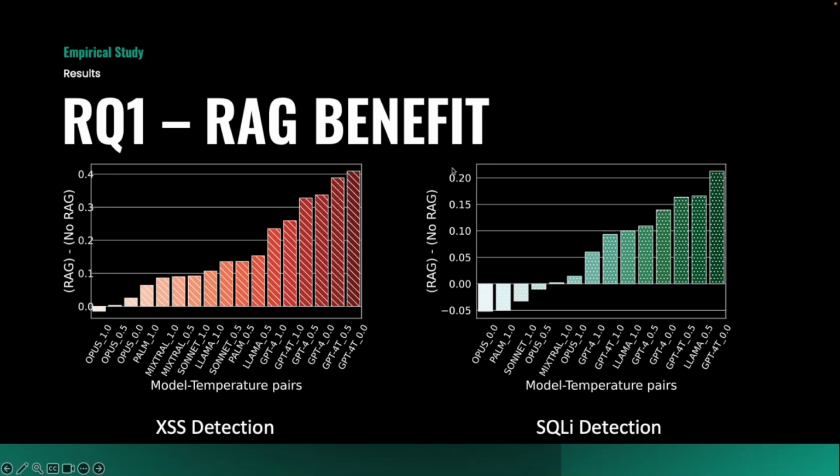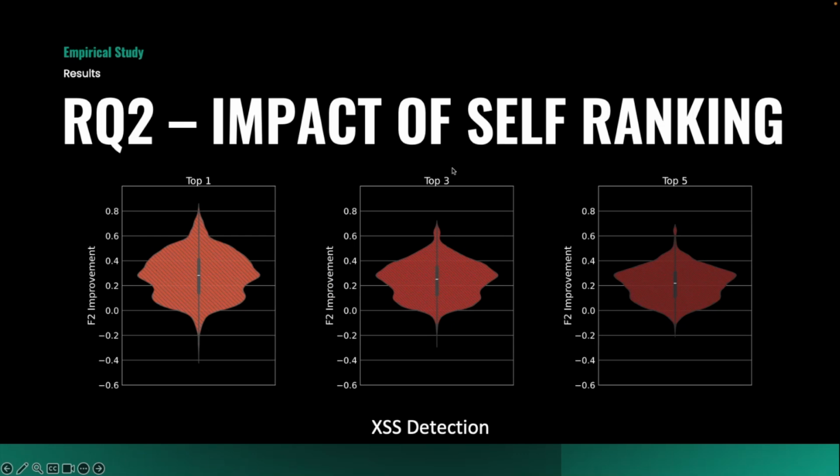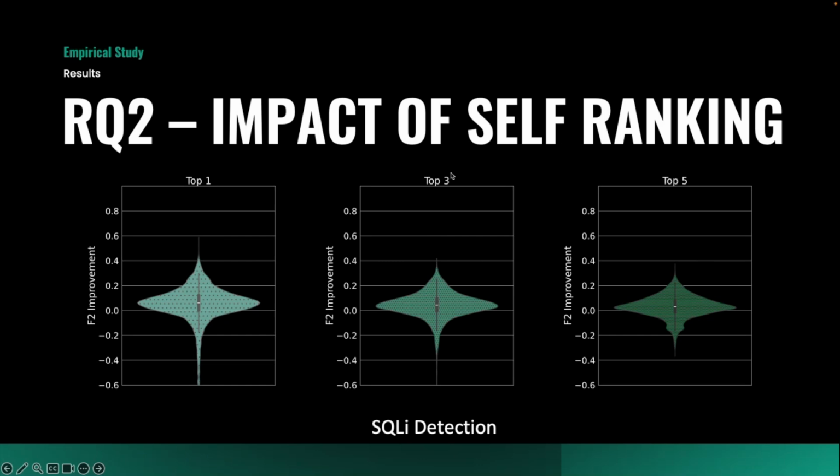Then we have RQ2, that is the impact of self-ranking. This is just for XSS, but also here you see that using self-ranking is much better than not using it, because most of the times you are improving, and you're improving also a lot. If you're lucky, you can get also 60% improvement, while if you are really not lucky, you just lose 10, maximum 20, but in very minimal cases. So it's like a good bet to use self-ranking. And we have slightly worse results with SQLi, but still most of the density is above 0. So it means that it's better to use it than not to.